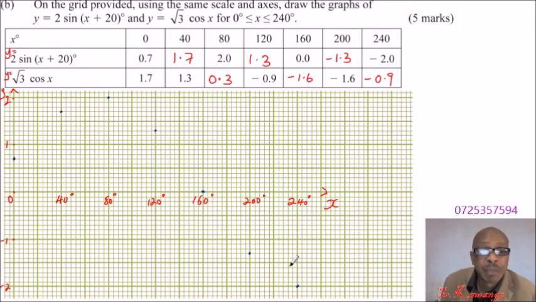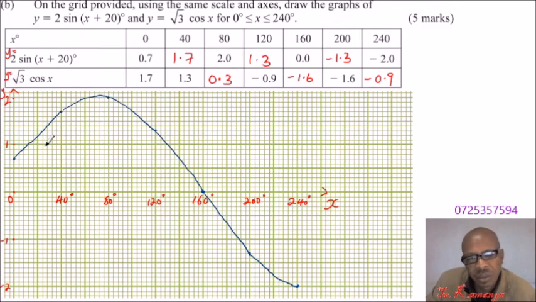So we join these points to come up with a graph. Use your free hand and make your graph as smooth as possible. So this is a graph. You should come up with something similar to this or better than this. And this is a graph of y equals 2 sine of x plus 20. These are degrees. So the other one, we plot the graph of the other one.